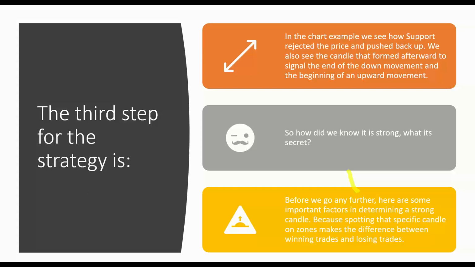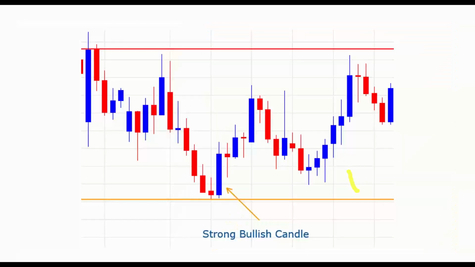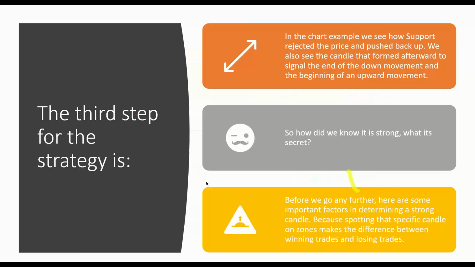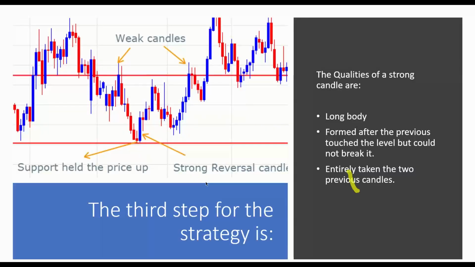So how do we know it's strong and what's the secret? Before we go any further, here are some important factors in determining a strong candle, because spotting that specific candle on zones makes the difference between winning and losing trades. So this is what a strong bullish candle is. Okay, it reverses, takes out at least the previous candle, if not the previous two candles. It has a long body.